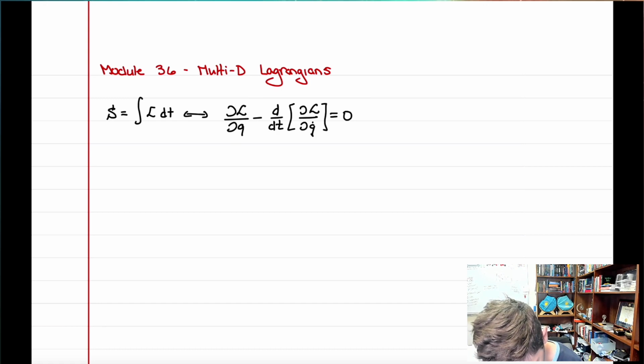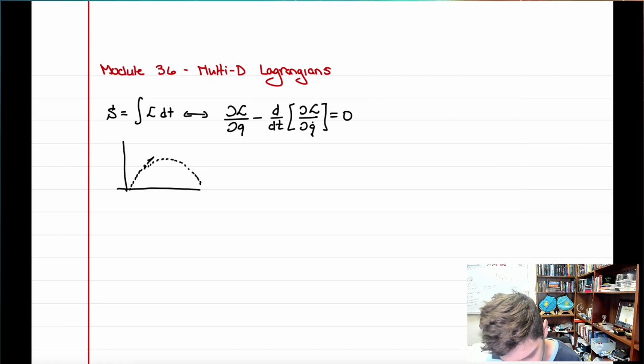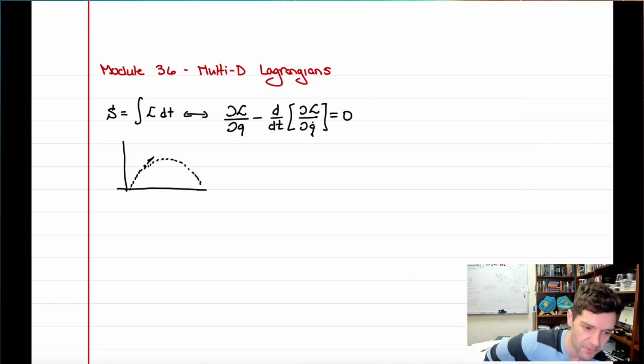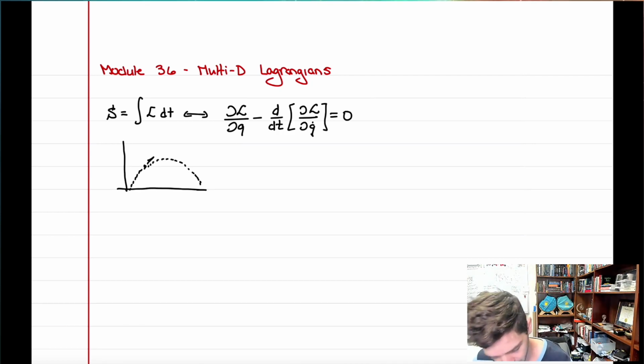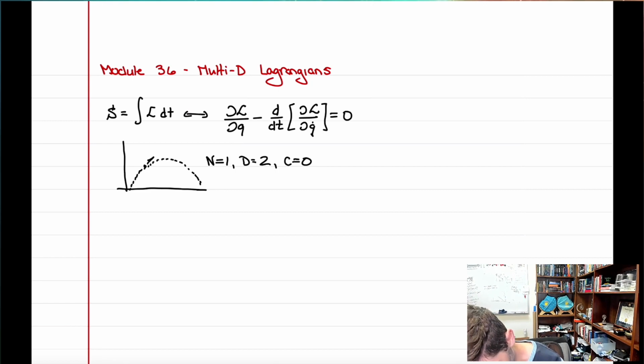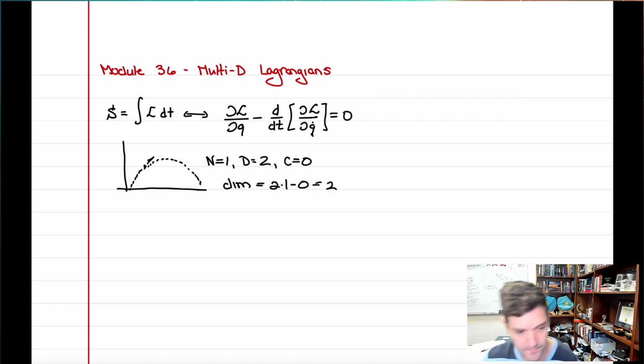But let's extend that. What if I have a configuration space that is multiple dimensions? Let's just take the simple case of a ball thrown not vertically upward, but with some horizontal motion. In this case, the number of objects is 1. The number of dimensions it's moving in is 2. And there are no constraints. So the dimensionality in this case is 2 times 1 minus 0, or just 2.